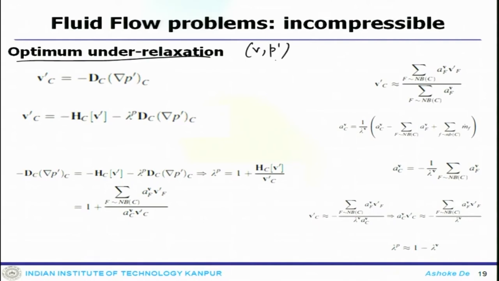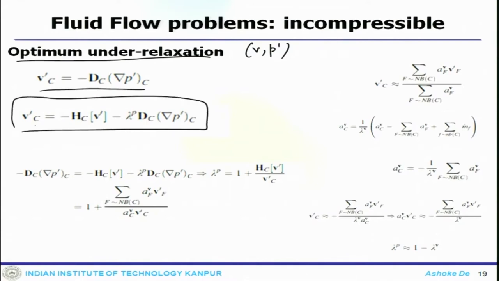So, what one can see, if you recall the velocity corrections, how we do that: minus d_c into del p_c. And once we calculate the pressure field, we use some sort of under-relaxation in the velocity corrections, and we wrote in this fashion, where V_c prime equals minus H_c V prime minus lambda d_c delta p prime_c. So, that is how we have written.